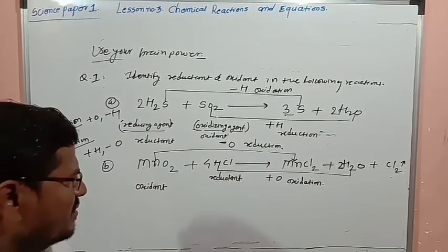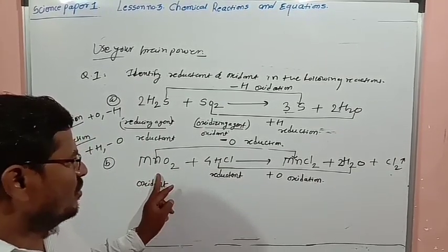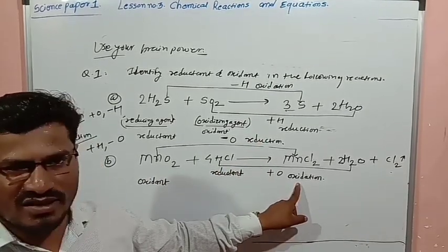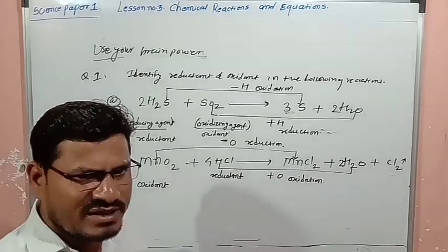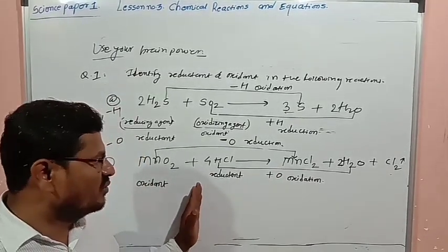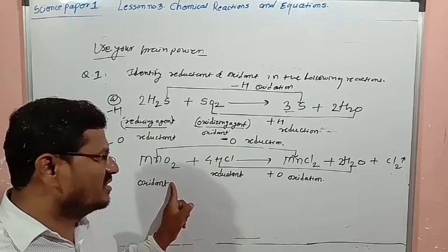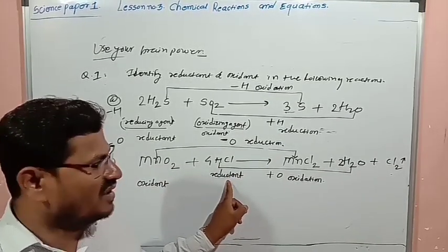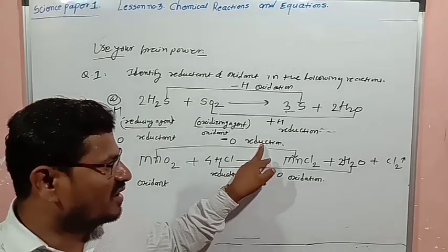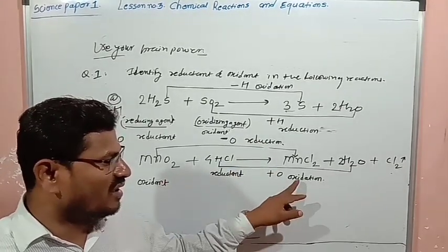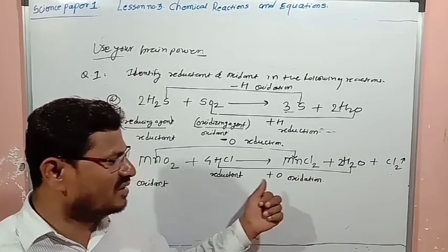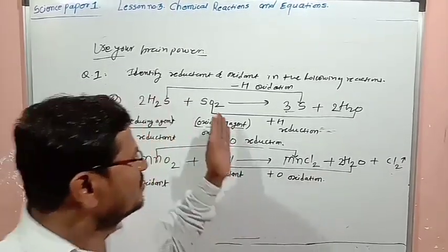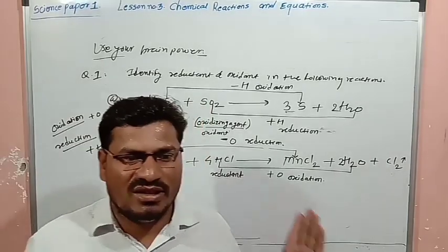So one thing is clear. For the oxidant, reduction takes place. For the reductant, oxidation takes place. So a redox reaction means the chemical reaction in which reduction of oxidant and oxidation of reductant takes place simultaneously. So these two are chemical reactions and these are redox reactions.